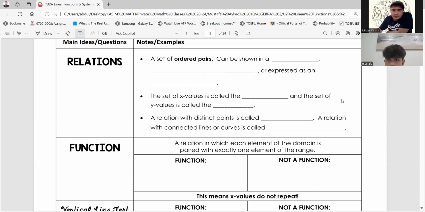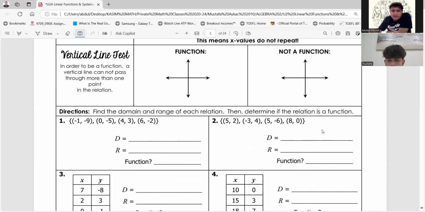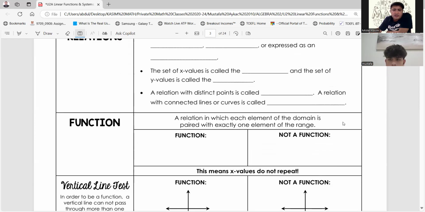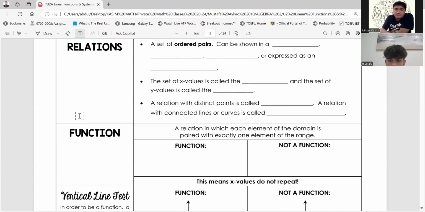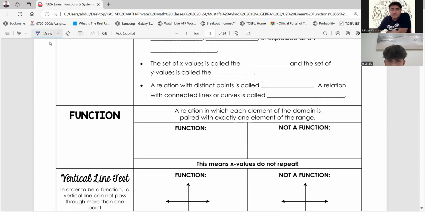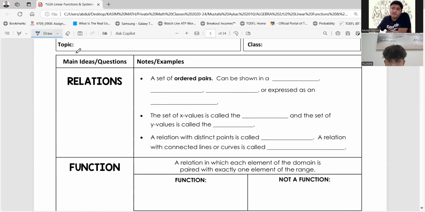Okay, let me fill in these blanks and after that we'll talk more about relations and functions. So, a set of ordered pairs. A relation is simply a set of ordered pairs. What does set mean? A collection, right? In math, how do you define a set? A set is a collection of well-defined objects, right? A set of real numbers, a set of natural numbers, a set of whole numbers. So a relation means a set of ordered pairs.